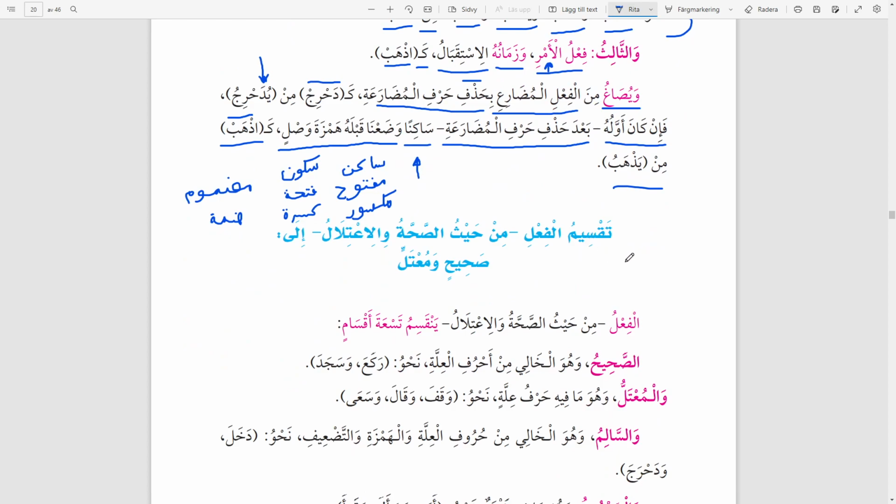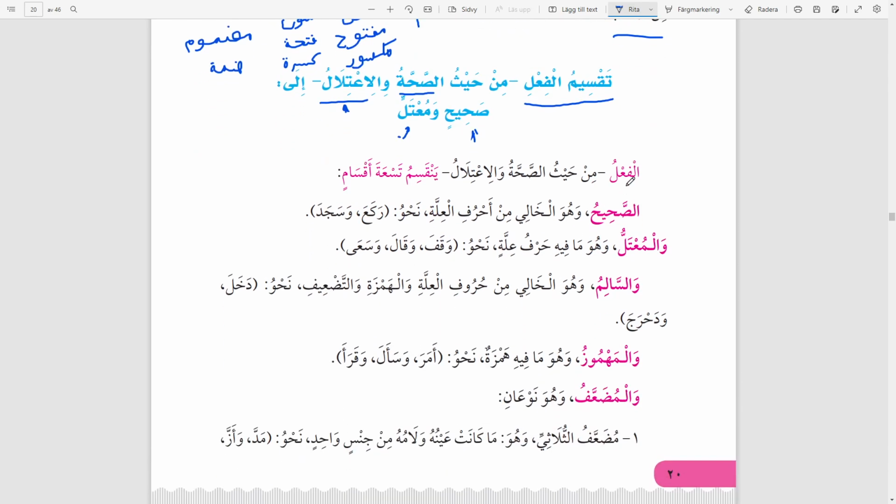Then you have the second categorization, categorizing the verb with regards to الصحة والاعتلال, meaning correctness and flaws. I think correct and flawed sounds better. So الفعل من حيث, same thing. So there are 9 types of verbs.